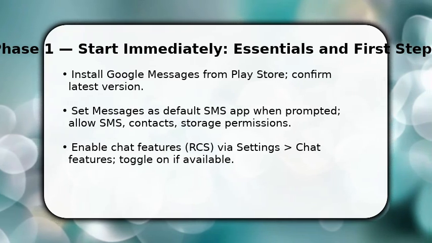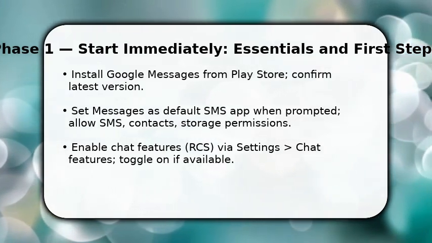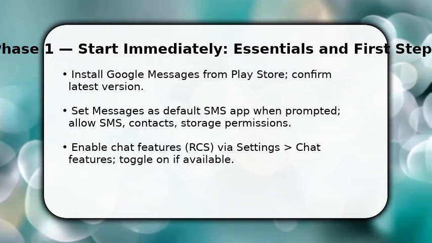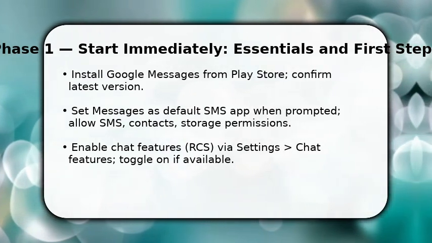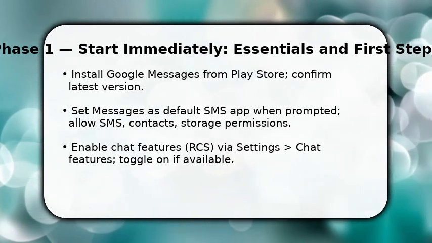Enjoy the video. You begin by preparing the basics. Install Google Messages and make it your default SMS app so messages route correctly. Allow the SMS, contacts, and storage permissions. This lets you send attachments and CNAMEs.